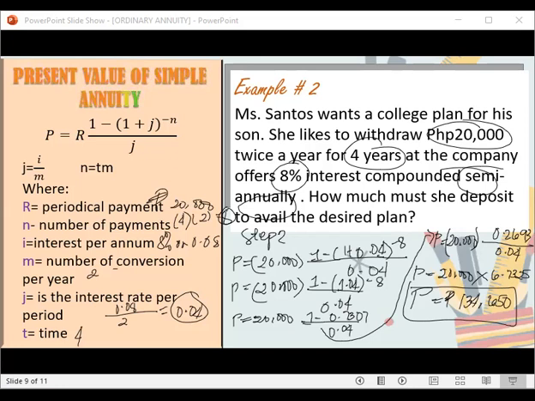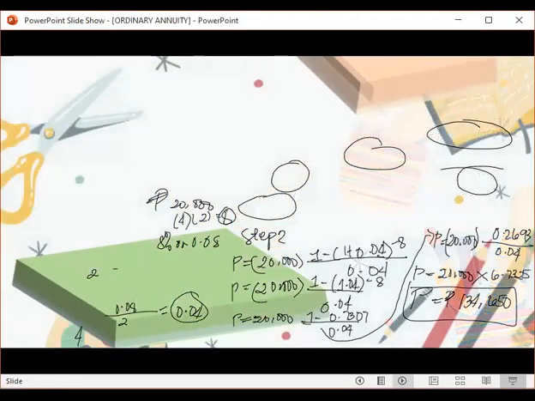So, that's it for the simple annuity or simple ordinary annuity.